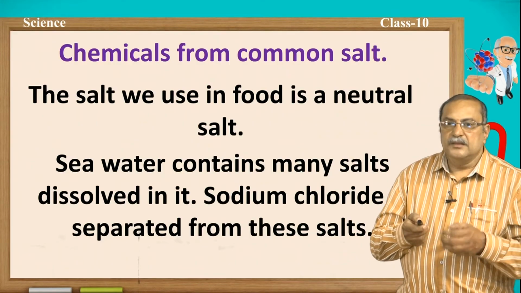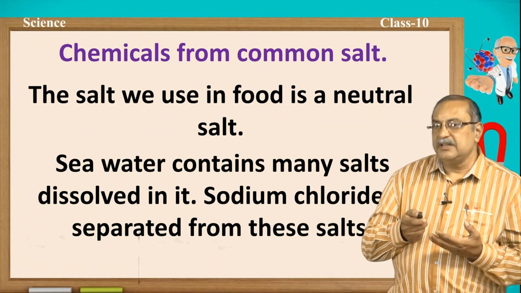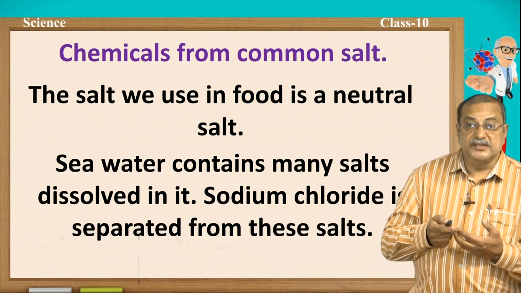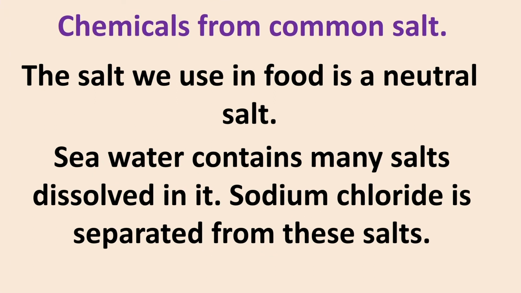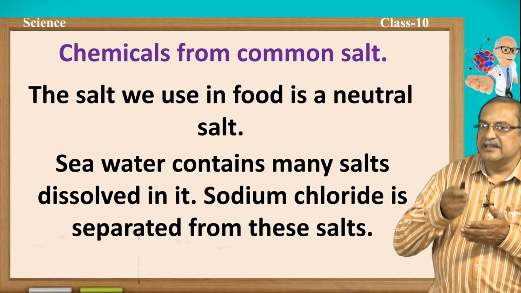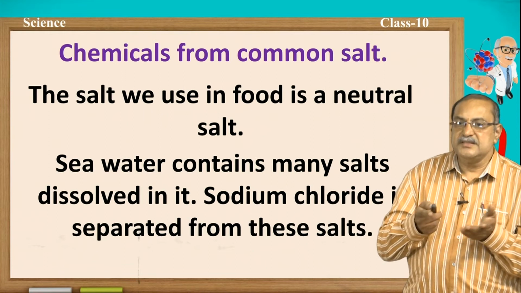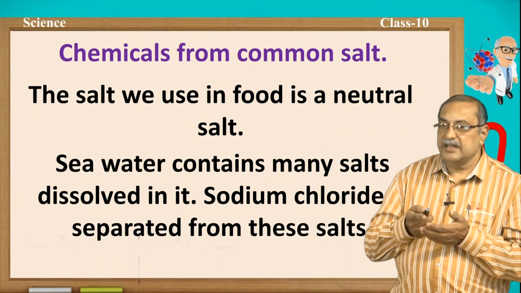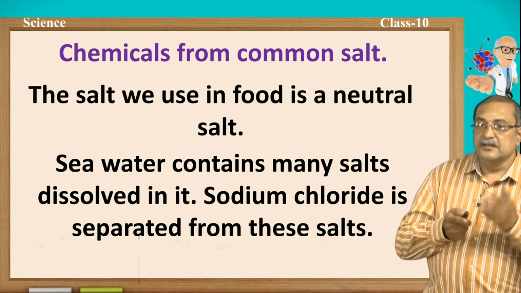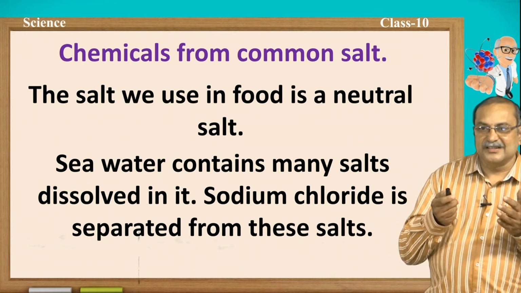Now, we are going to learn about the chemicals from common salt. You know the common salt, sodium chloride, which is used for our baking and cooking. From this we can make several items. So, what is salt? The salt we use in food is a neutral salt. Salt is the product obtained by the reaction of an acid and a base. Common salt means sodium chloride: NaOH plus HCl gives NaCl plus H2O. This is the reaction we have seen, and this is the neutral salt. The salt we use in food is neutral, the pH is 7. Sea water, ocean water.